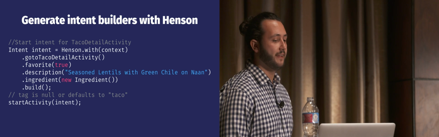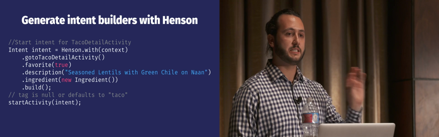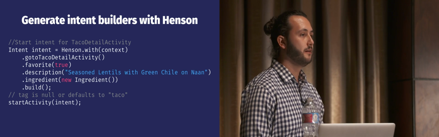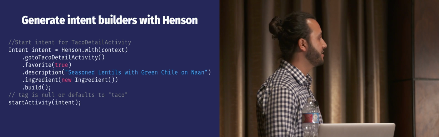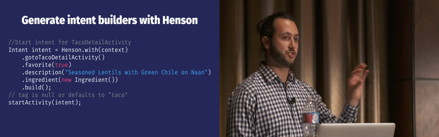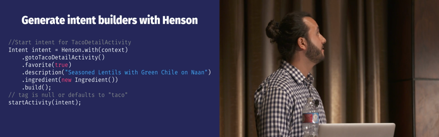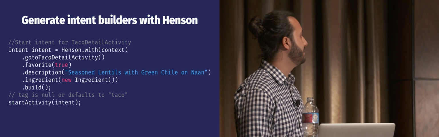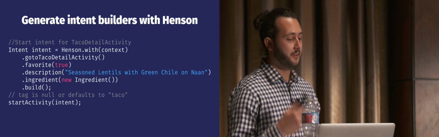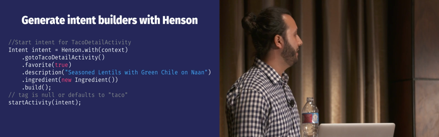This is what we can use Henson for. Henson will automatically look up every activity that has that inject extra annotation and make this go-to blank method for us. It's automatically generated for us. Henson will also look up to see which extras have that inject extra annotation and use those as setters on this intent that we're creating. So here you can see that we're passing in the favorited, passing in the description of the taco, maybe a new ingredient, and we can build that.